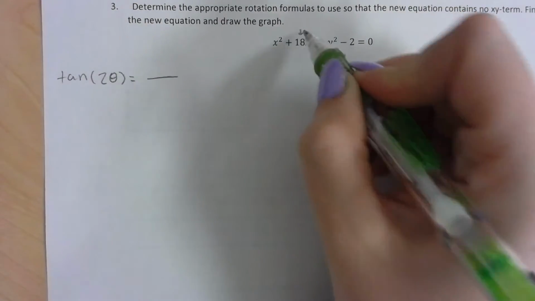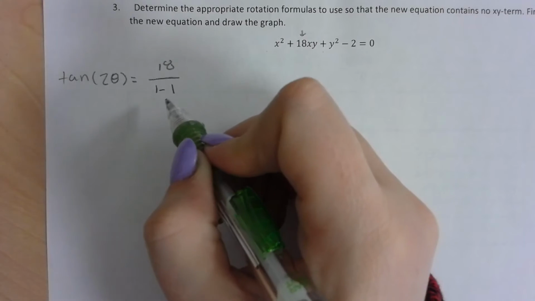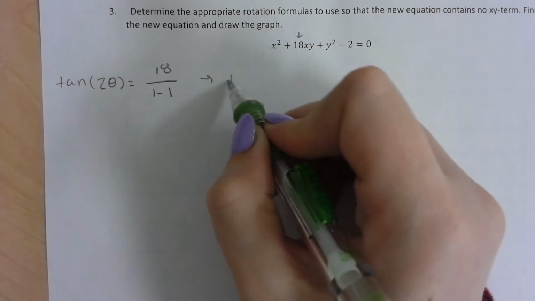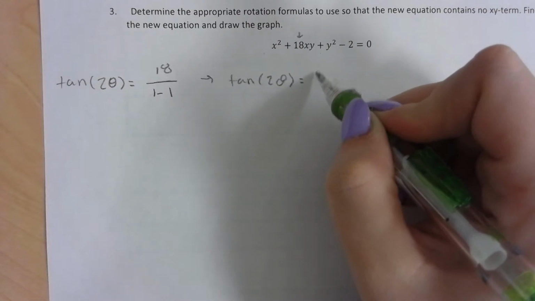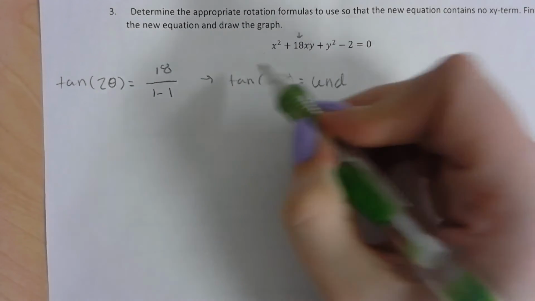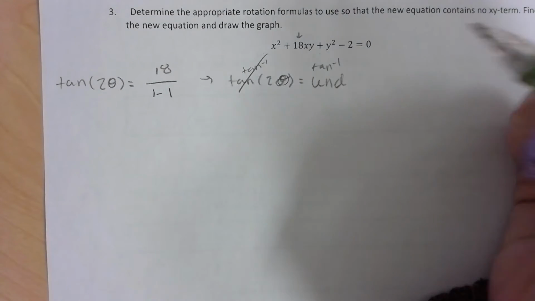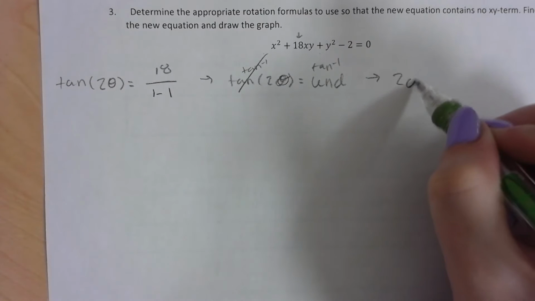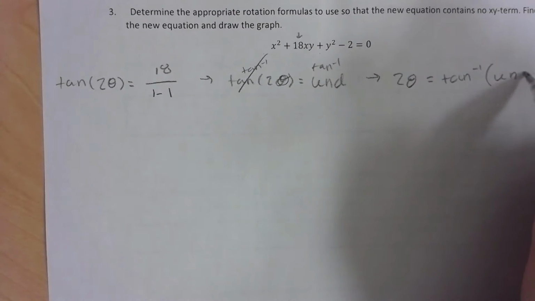Equals b, 18, over a minus c. So 1 minus 1. So that gives us tangent of 2 theta equals 18 over 0, which is undefined. Then to get rid of tangent on each side, we do tangent inverse. So that gives us 2 theta equals tangent inverse of undefined.